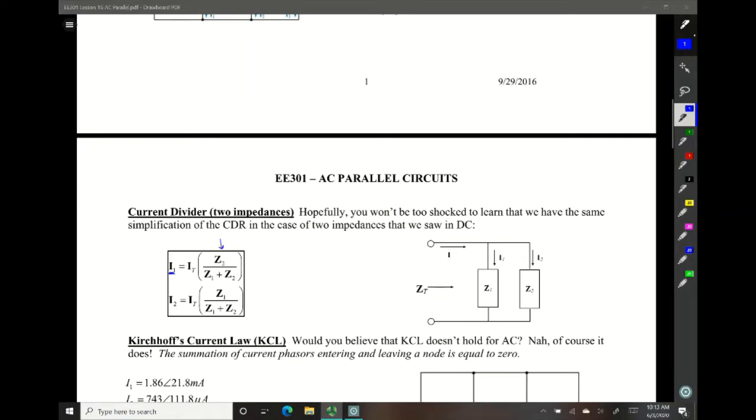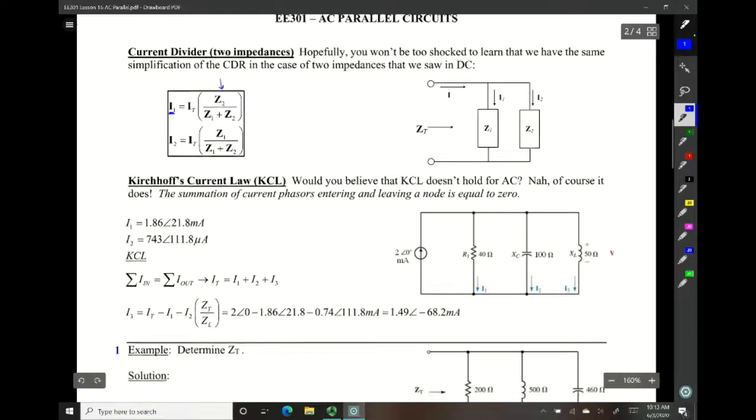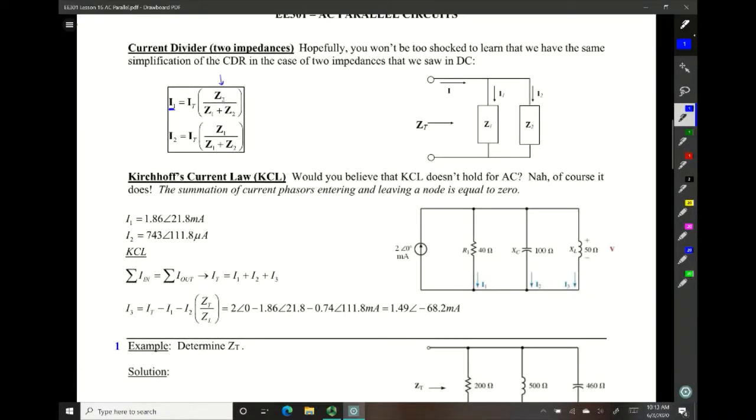And that brings us finally to Kirchhoff's current law. Kirchhoff's current law simply states that the sum of all the currents entering and leaving the node is equal to 0. So for the AC side, that just means that the sum of all these current phasors entering the node is going to be equal to the sum of all the current phasors leaving that same node.